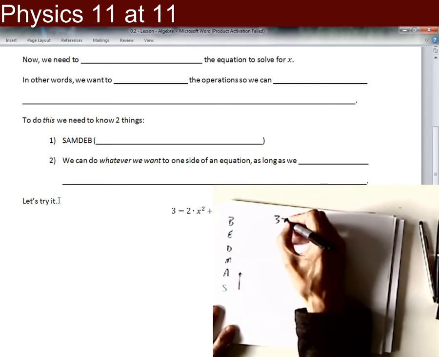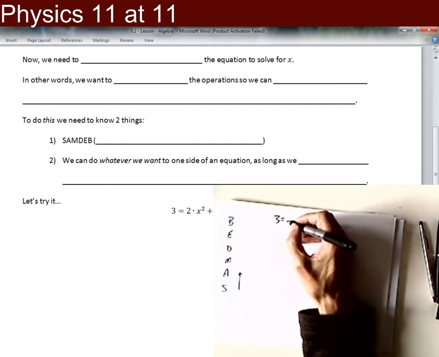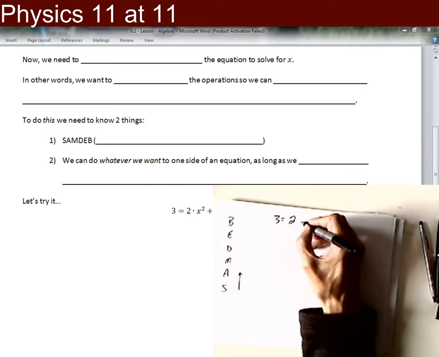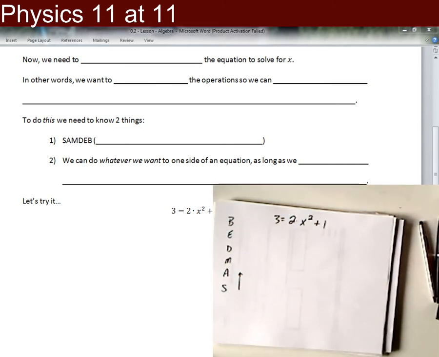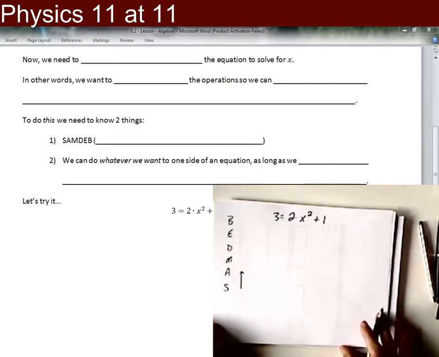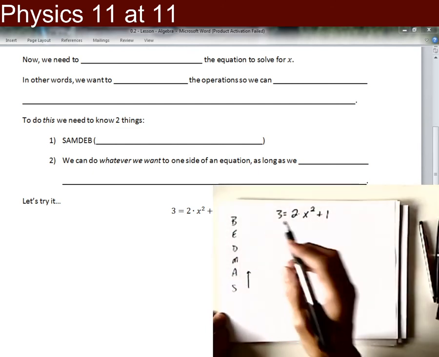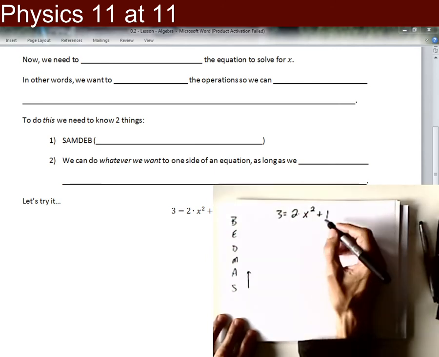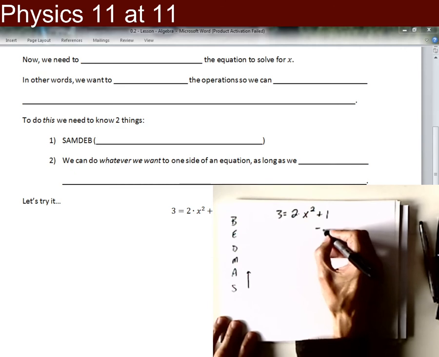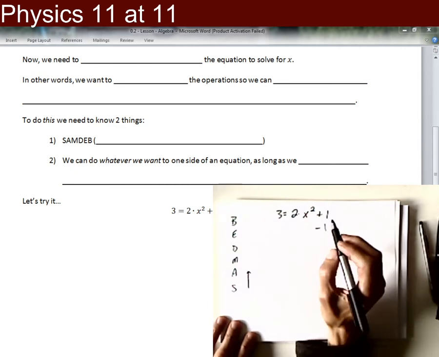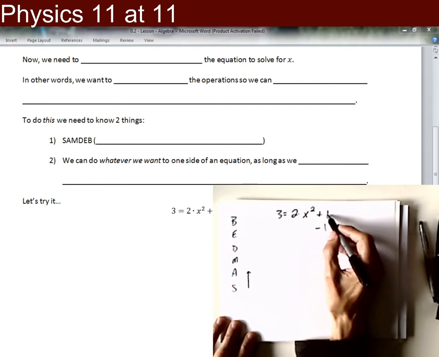So you have this already. 3 is equal to 2 times x squared plus 1. Okay, and so we got to work at the bottom and go to the top. So any subtracting or adding first. Well, this thing's added on. So you undo it. The undoing of a plus is a minus.